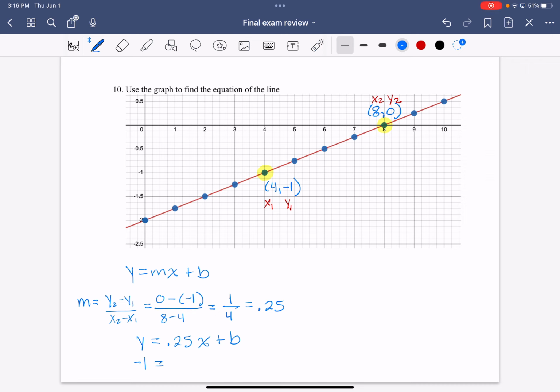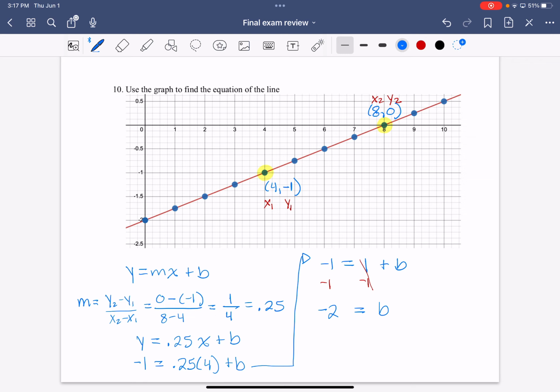So -1 equals 0.25 times 4 plus b. 0.25 times 4 is 1. Feel free to use your calculators. And then you still have the plus b. Subtract 1 from both sides. -1 minus 1 is -2, equals b.